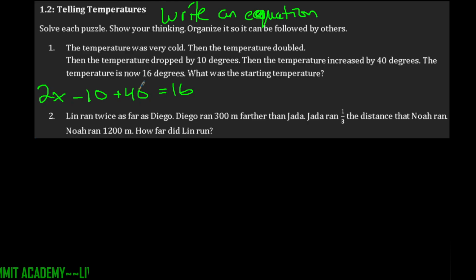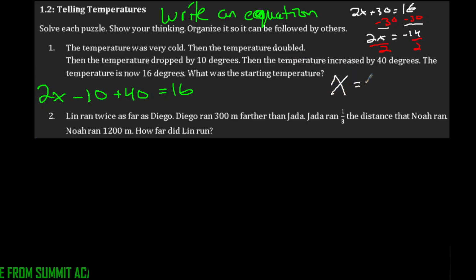So if you're trying to solve for that temperature, you can do it like this. You could say, if I have 2x plus 30 equals 16, subtract 30 from both sides. So you have 2x equals negative 14. Divide both sides by 2. And you should end up with x equals negative 7.